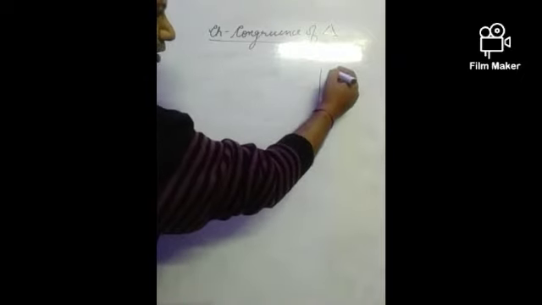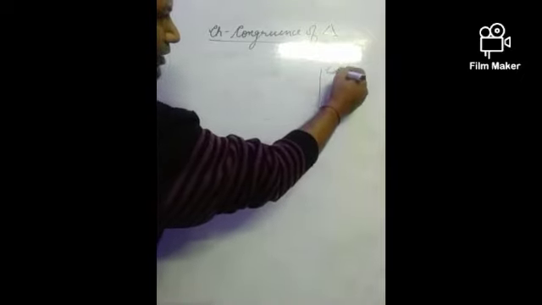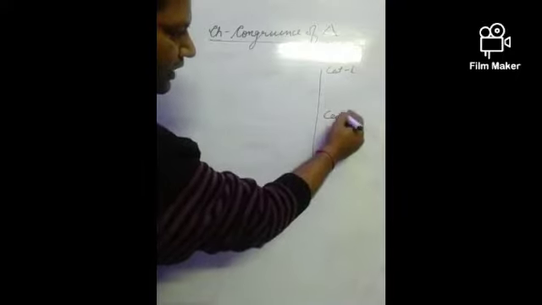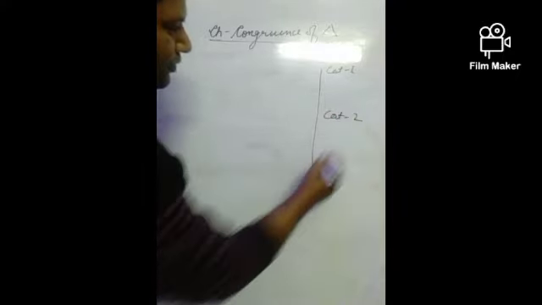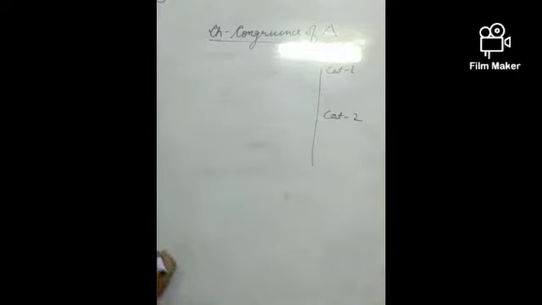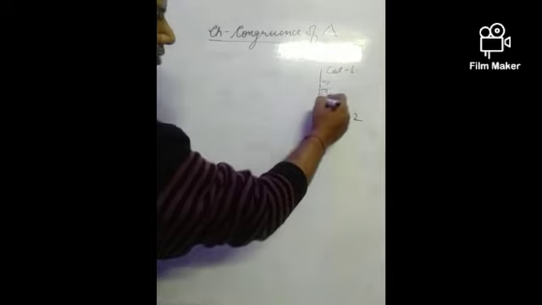Kinds of triangle. There are 2 categories: category 1 and category 2. In category 1, we go through the triangles on the basis of sides. On the basis of sides, there are 3 triangles: equilateral triangle, where all sides are equal; isosceles triangle, where 2 sides are equal; and scalene triangle, where no sides are equal, all the sides are of different length.